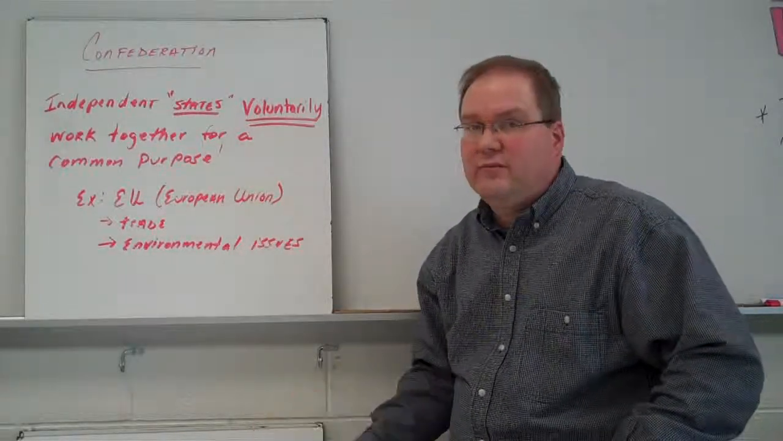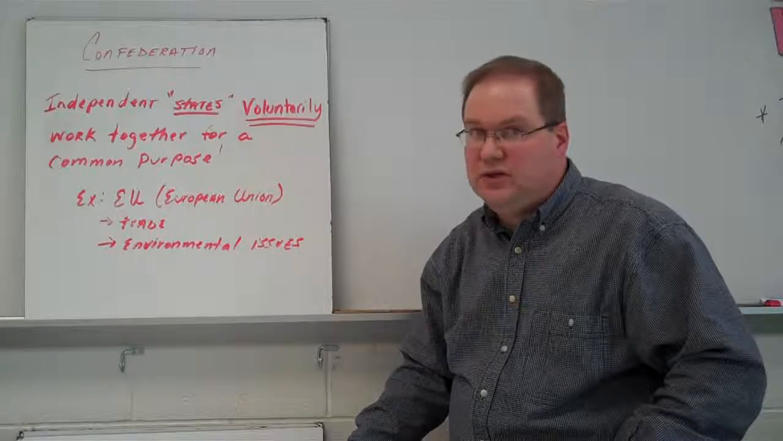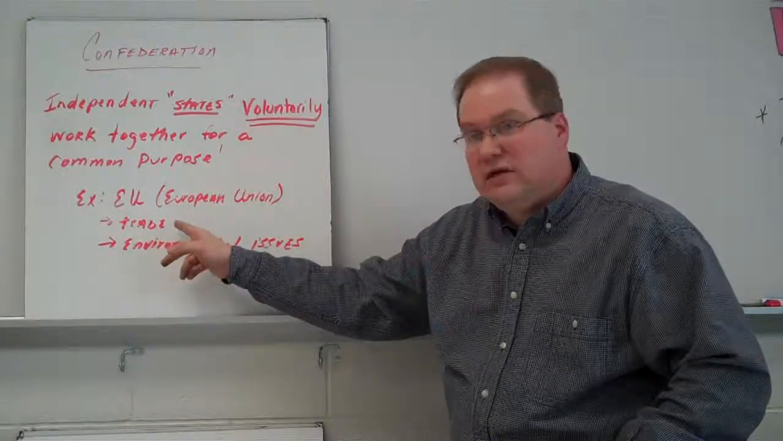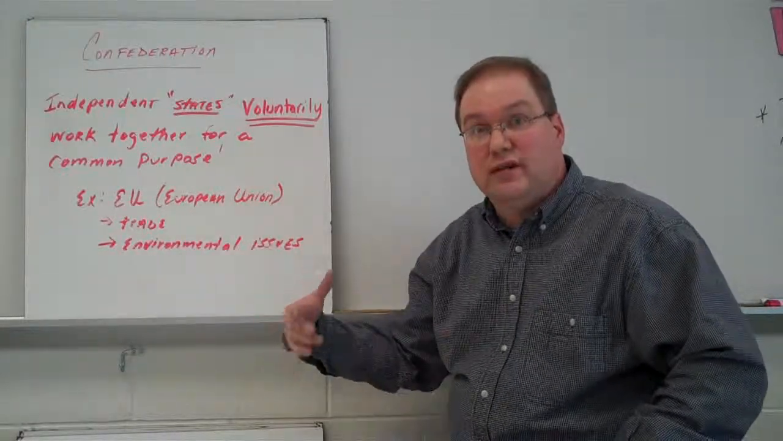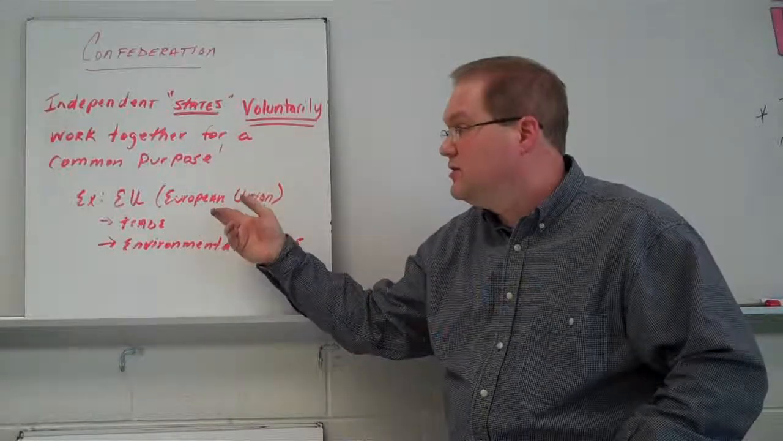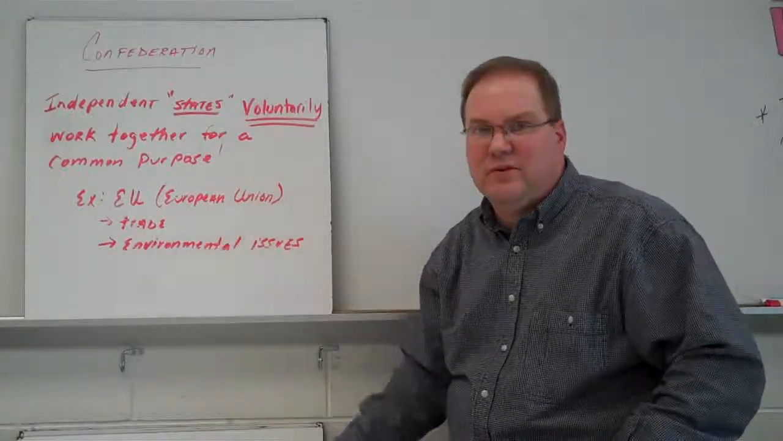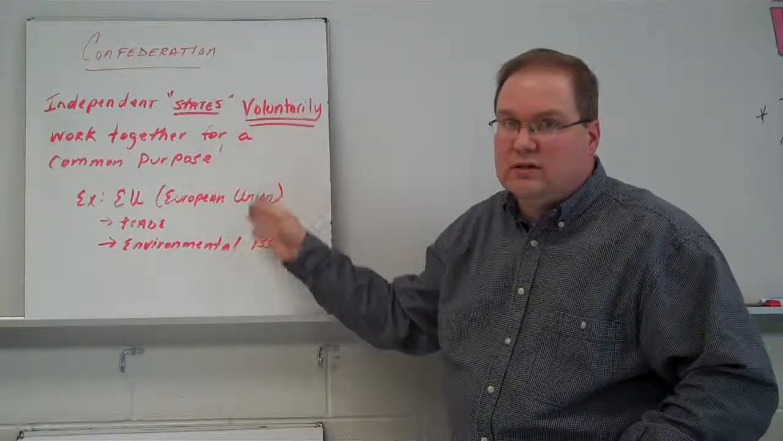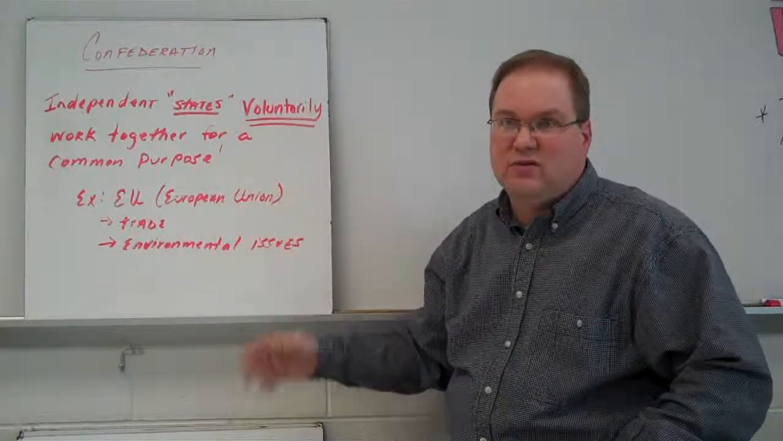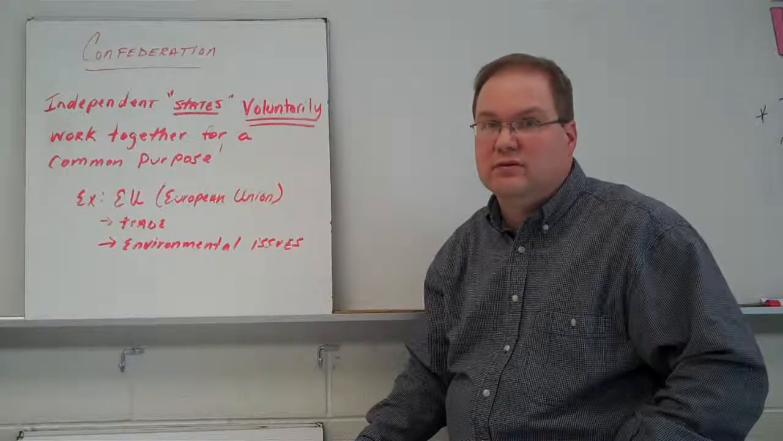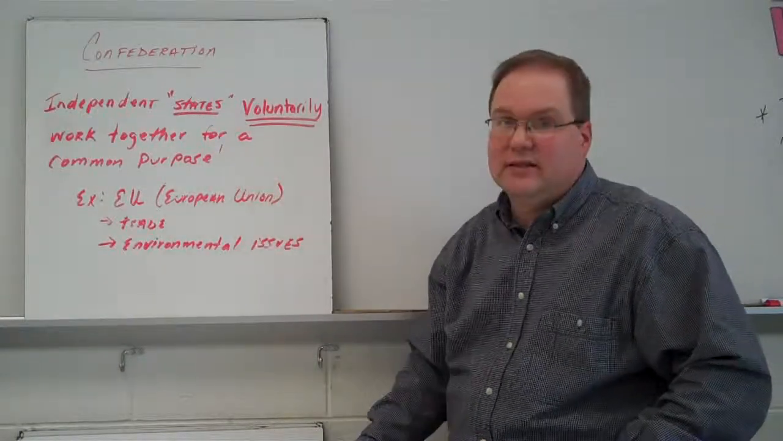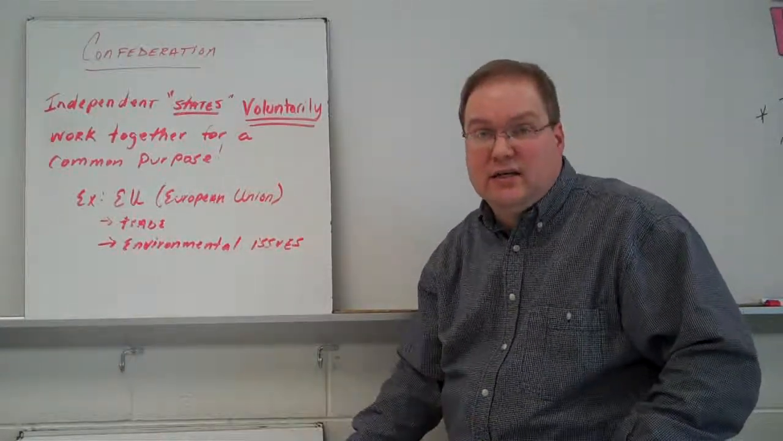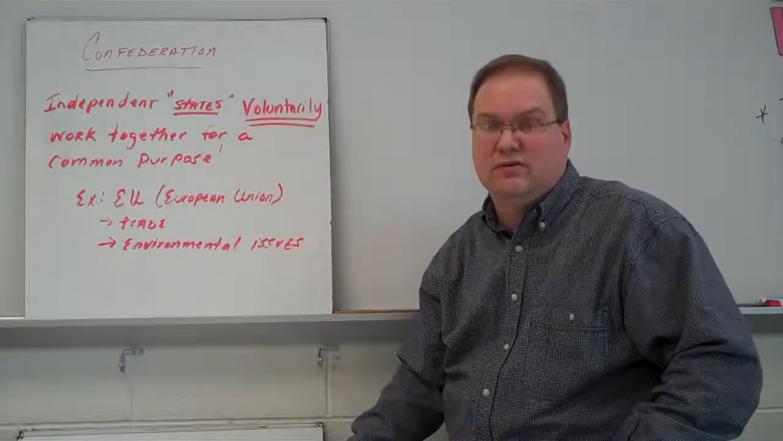One example would be the European Union or the EU. And they work for trade, to increase trade. They want to reduce trade barriers so they can increase trade. And sometimes environmental issues. These are things that they would work together on. But neither state has to agree with what the other state wants to do. Again, it's completely voluntary. The United States had a confederation once, under the Articles of Confederation.